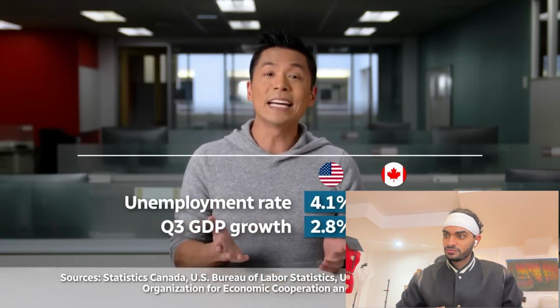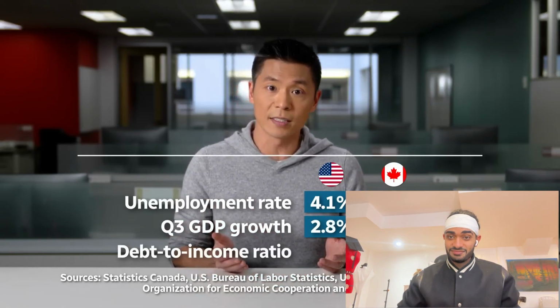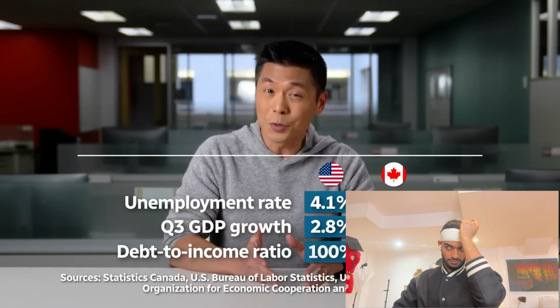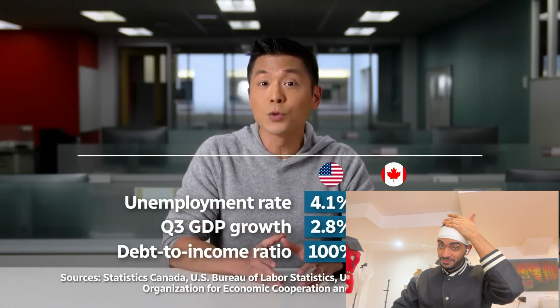And the debt to income ratio in the United States, that's how much of your gross monthly income goes to paying debt, is around 100%. In Canada, it's 180%. That means more debt than income. You get the point. Economies unequal.